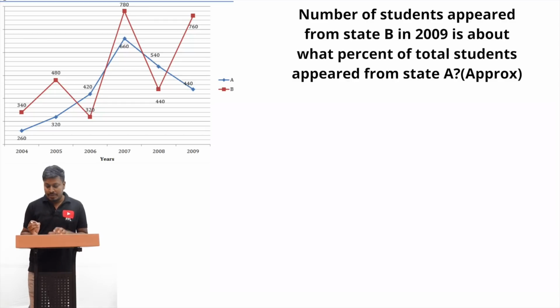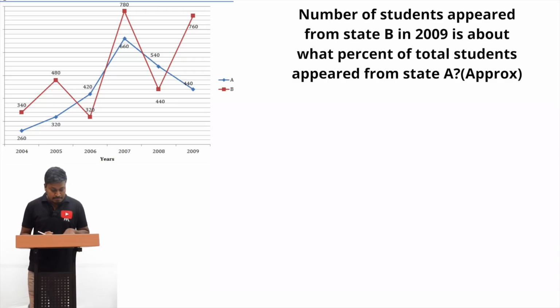About what percentage? Just see here. Just now I have told you there are 2 important formulas. One is x is what percentage of y. The second formula is x is what percentage more or less than y. So here you can see they are asking what percentage of students appeared from state A. They are asking a what percentage alone. That means x by y into 100.